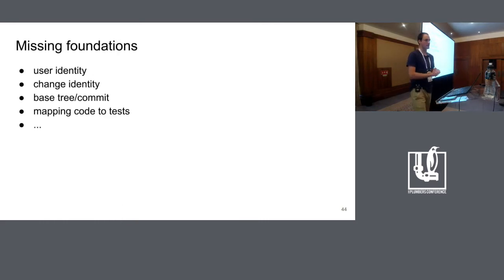And besides fragmentation, some foundations are simply missing. For example, we don't have such a simple thing as user identity, and it's required for lots of automation. For example, we can't have a system that will do something on your behalf, simply because we can't say who you are, right? And we can't have a system with shared responsibilities, because you can't express what that group of people is, right? And we also don't have change identity. So if you have 2 trees, you can't really say whether this change is in the other tree. We don't have a base tree commit for changes. We can't map code to tests and so on.